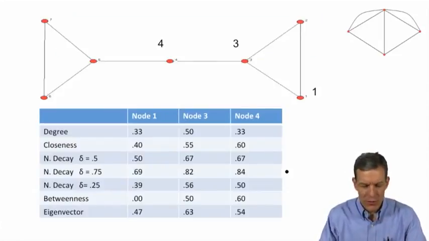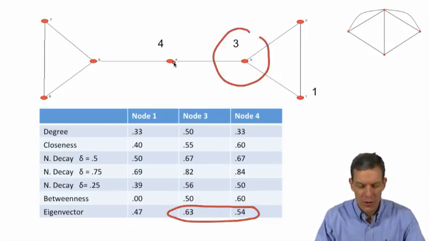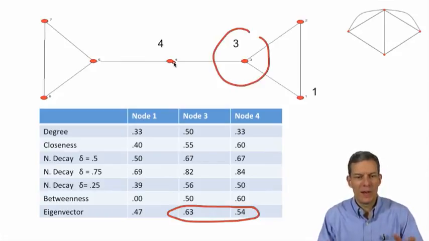We can go back to the network we had before, and we can put in eigenvector centrality measures, and now node 3 actually comes out ahead of node 4. So depending on which way you do these things, you get different measures.